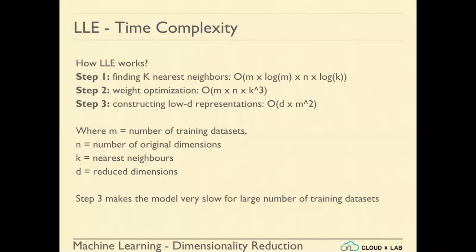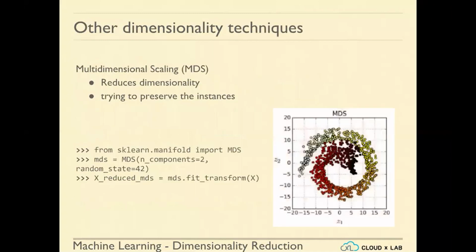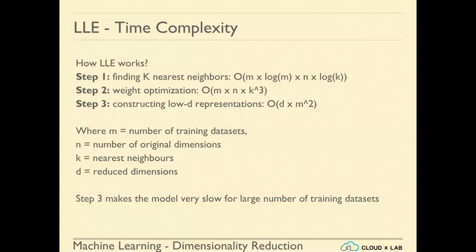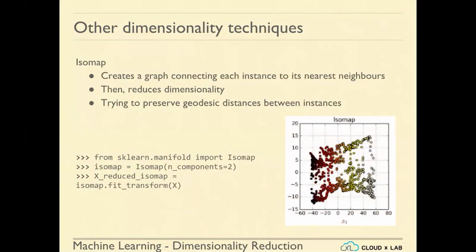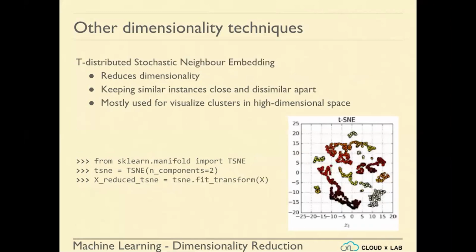LLE helps you unfold the complex data sets, specifically in the form of manifolds, right? So the other dimensionality reduction techniques are MDS, which also does a similar thing to what we have done before. And there is Isomap. It creates a graph connecting each instance to its nearest neighbors, okay, and so on. And then there is something called t-distributed stochastic neighbor embedding. It reduces dimensionality, keeping similar instances close and dissimilar apart. It's mostly used for visualizing the clusters in high dimensional space.